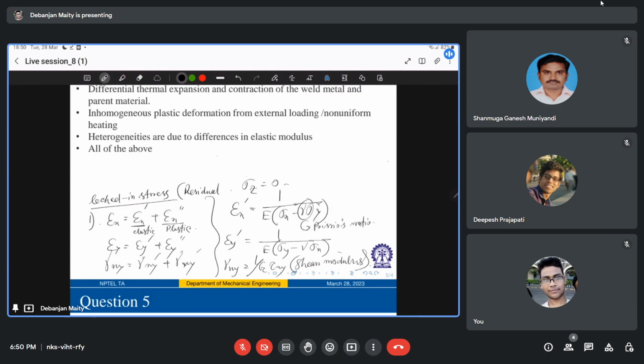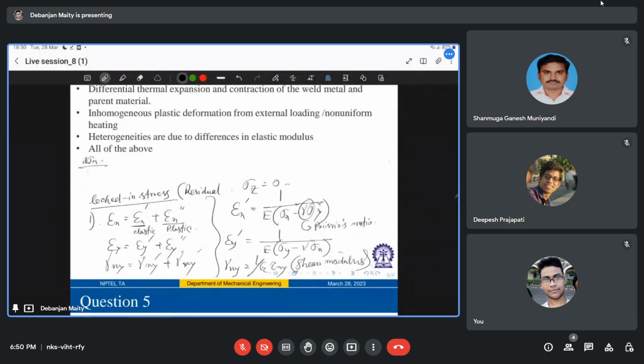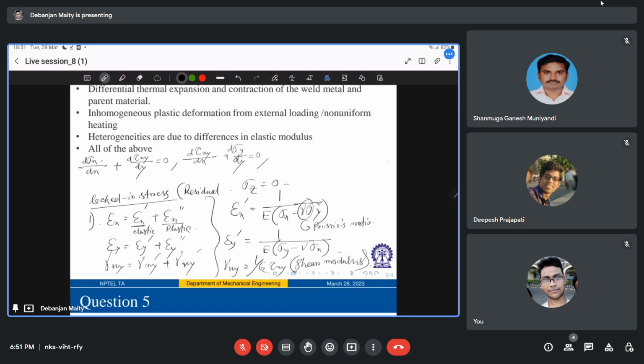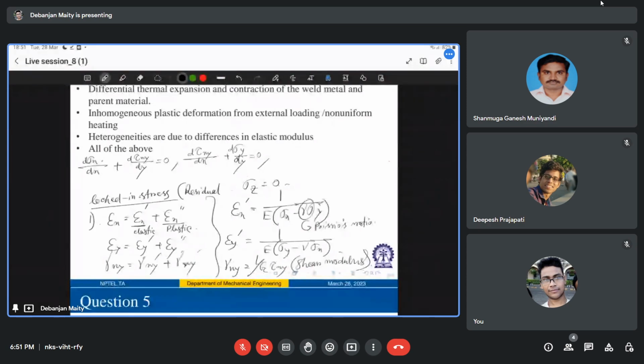So I'm writing down a final equation. Because of some non-uniform, non-elastic strain that happens during any kind of deformation process, residual stress can generate.